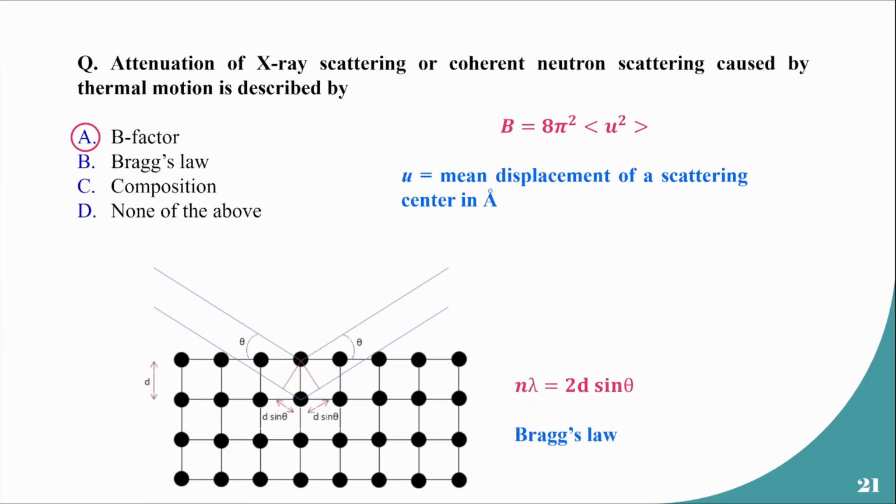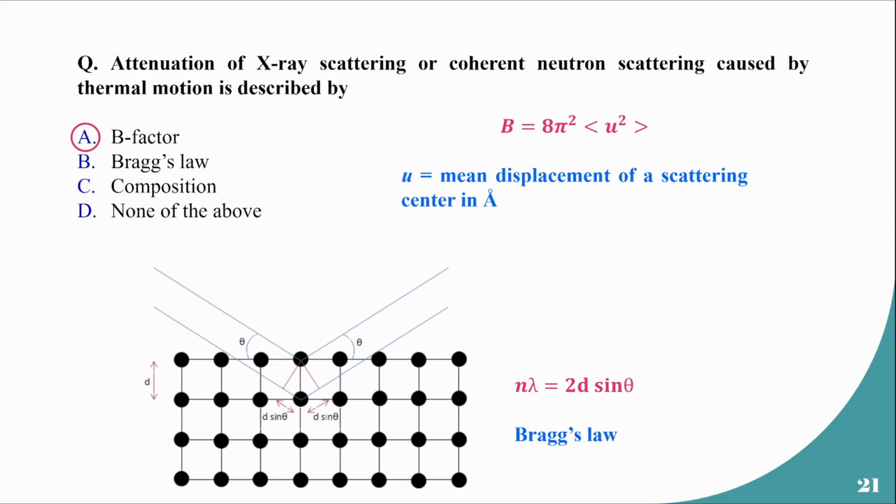On the other hand, Bragg's law is indicated by this one. So n lambda equals 2d sine theta, and here you can see the scattering and the theta angle that is formed, and then the d sine theta represents a distance. It is basically n lambda, some multiplier of lambda, equals 2d sine theta. So that is Bragg's law.